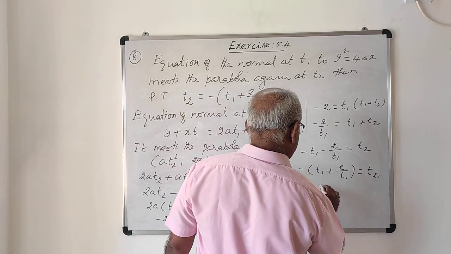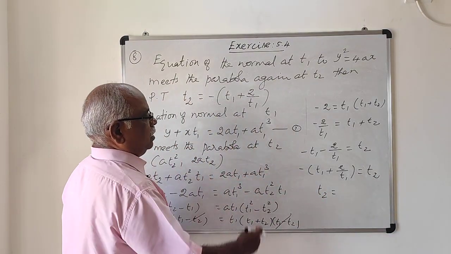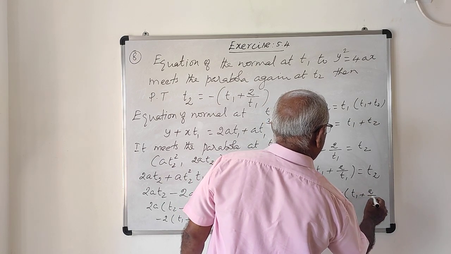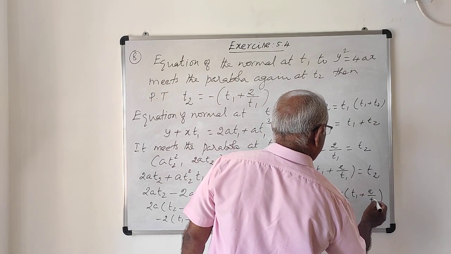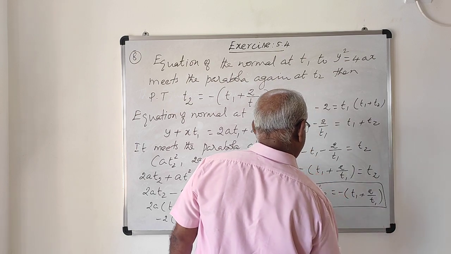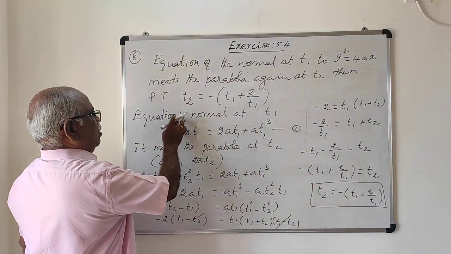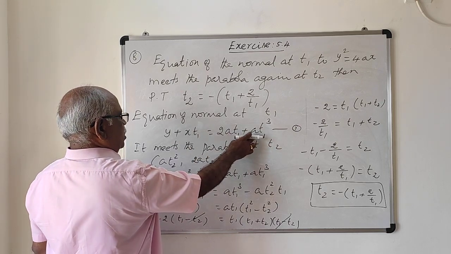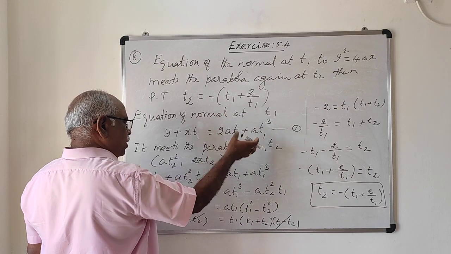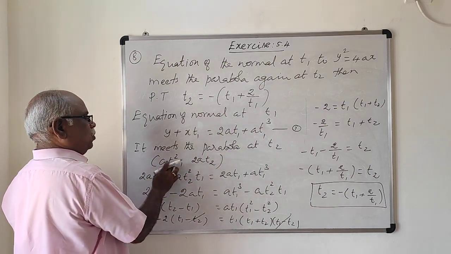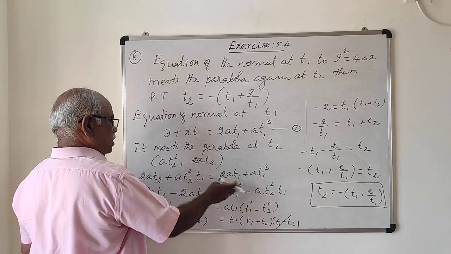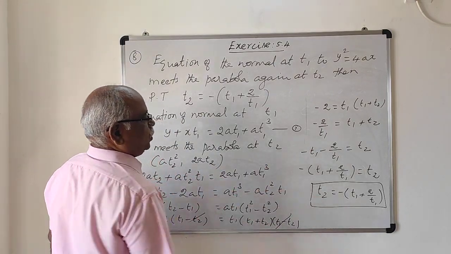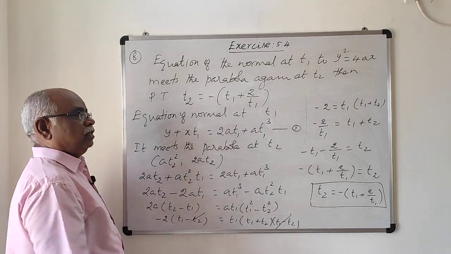So rewriting this, t2 equal to minus of t1 plus 2 by t1. Result proved. So the normal at t1 is y plus x t1 equal to 2a t1 plus a t1 cube. And this normal again meets the parabola at t2, therefore you substitute x as a t2 square and y as 2a t2, and after adjusting and cancelling t1 minus t2 on both sides, you will get the result t2 equal to minus of t1 plus 2 by t1. That's our required answer.